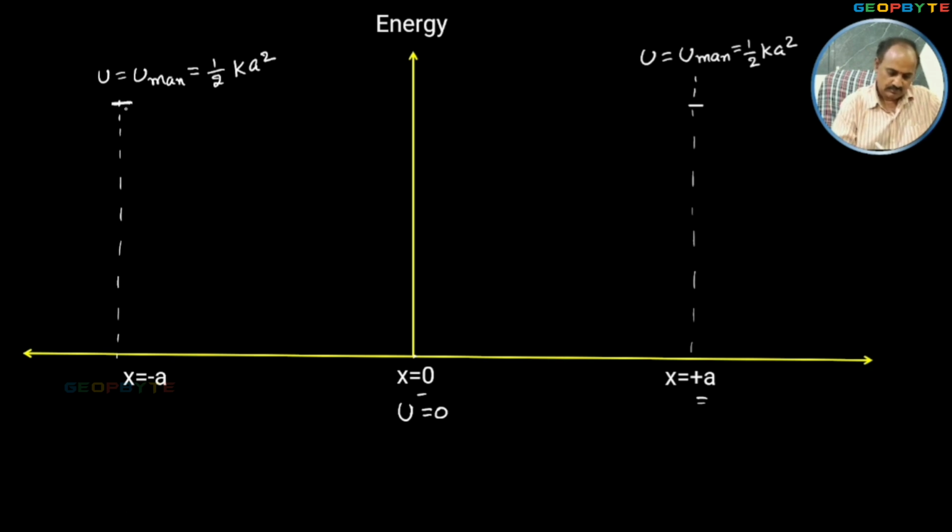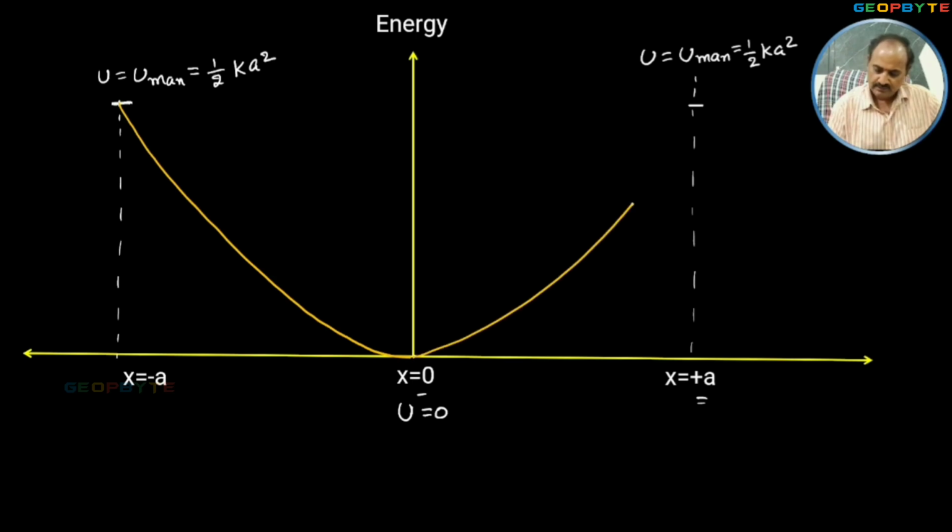The potential energy value is parabolically varying. Let me draw it clearly. Should be very careful. It is decreasing parabolically to 0 from the extreme position to the middle position, then again it is going to increase like this. That is how the potential energy of the spring is decreasing from x equal to minus a to x equal to 0, and is increasing from x equal to 0 to x equal to plus a.